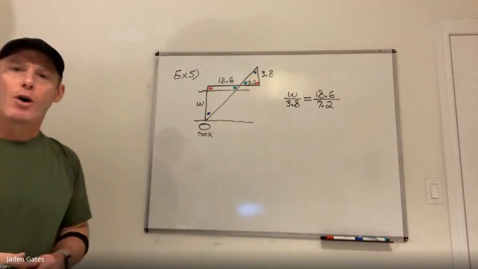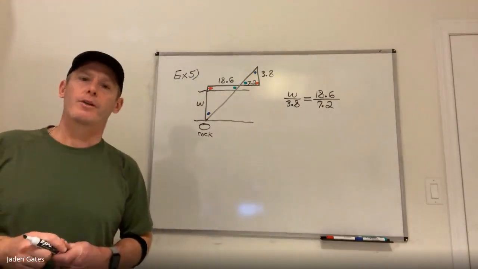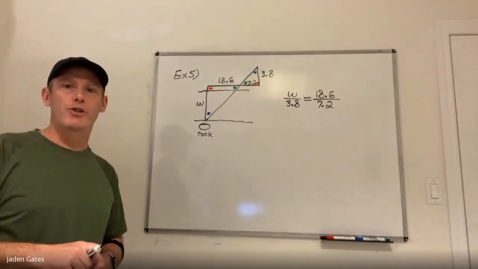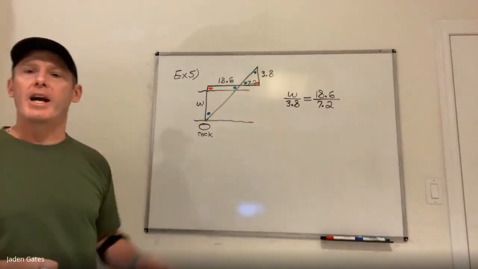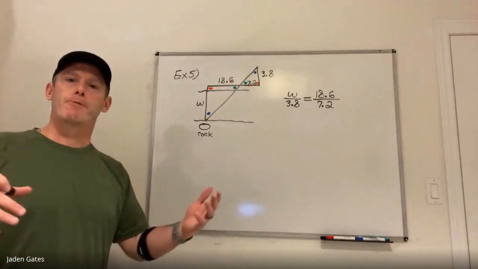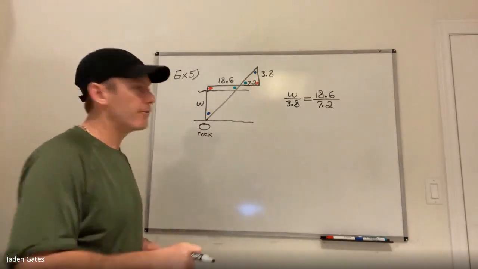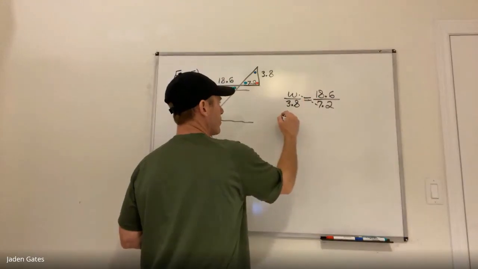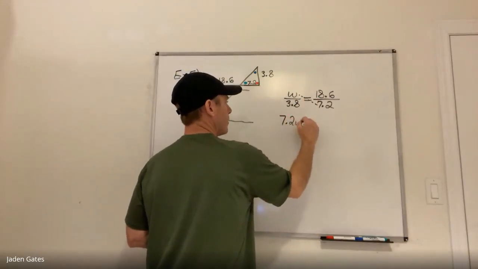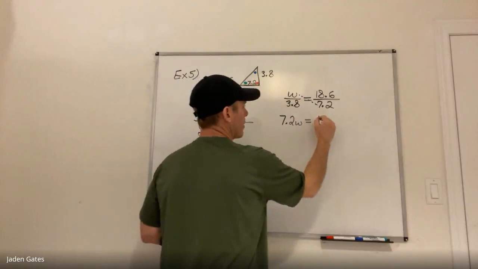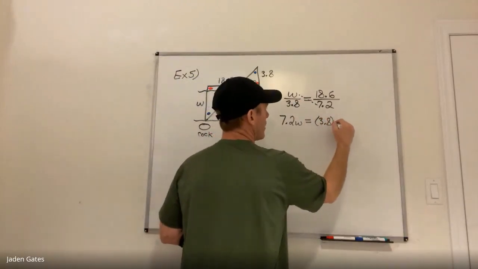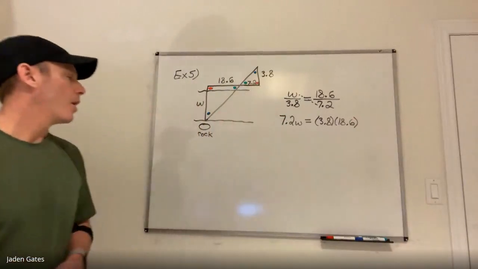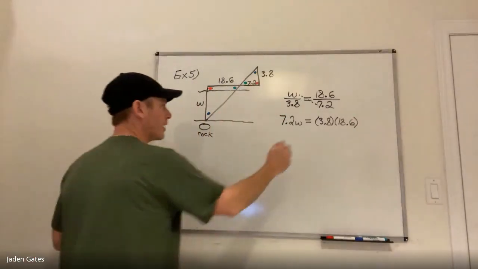And there, now I've set up my equation using the fact that in similar triangles, matching side ratios are equal. Again, I have a fraction equaling a fraction. I'm going to cross multiply and solve. So I'm going to have 7.2 times W, then I also have 3.8 times 18.6. Again, just simplifying. Ooh, I got some decimals there.